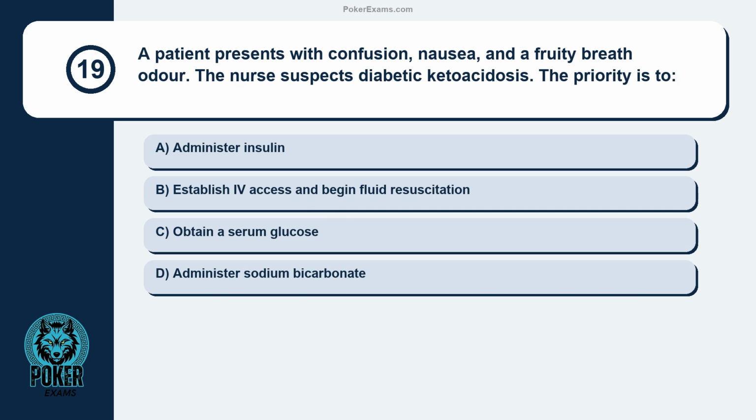Question 19. A patient presents with confusion, nausea, and a fruity breath odor. The nurse suspects diabetic ketoacidosis. The priority is to administer insulin, establish IV access and begin fluid resuscitation, obtain a serum glucose, administer sodium bicarbonate.